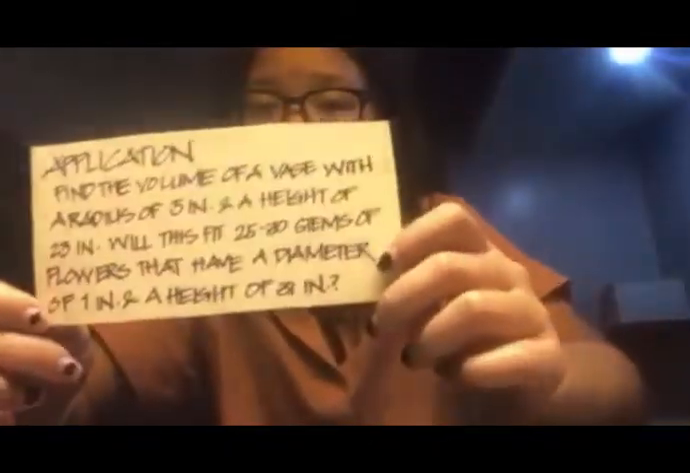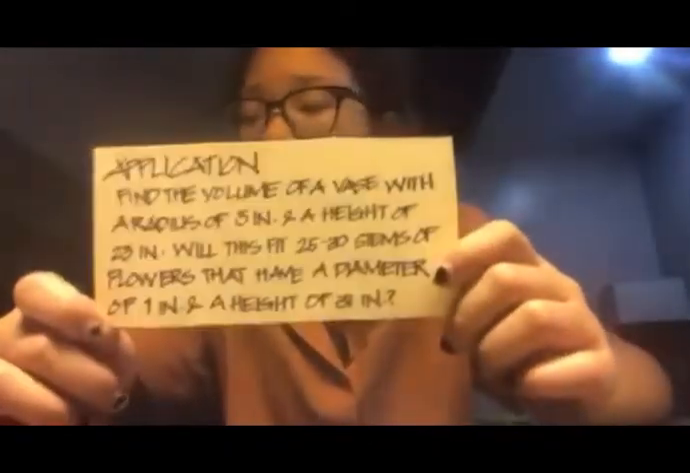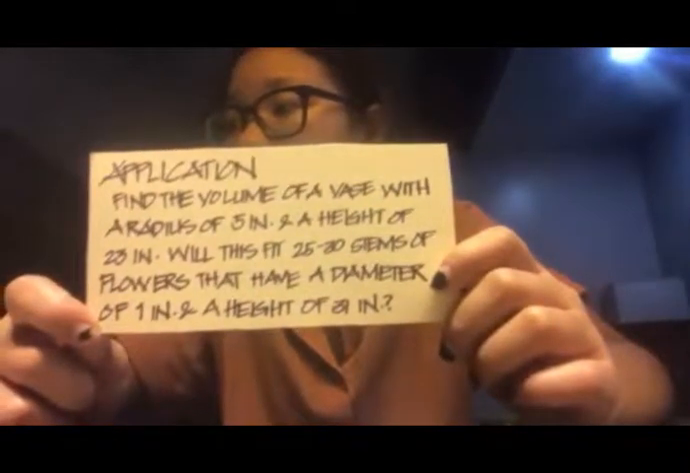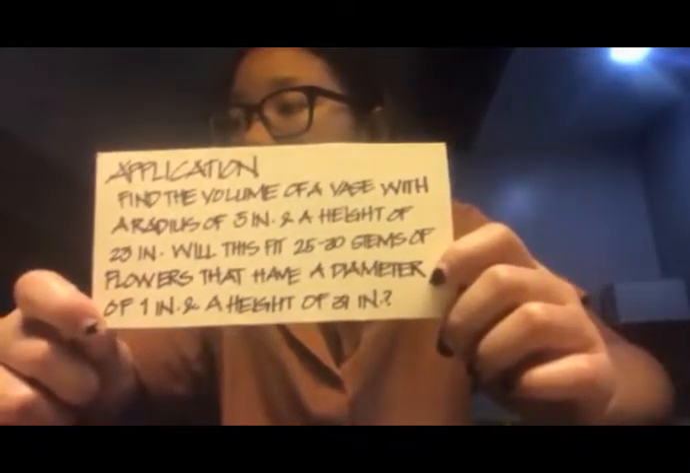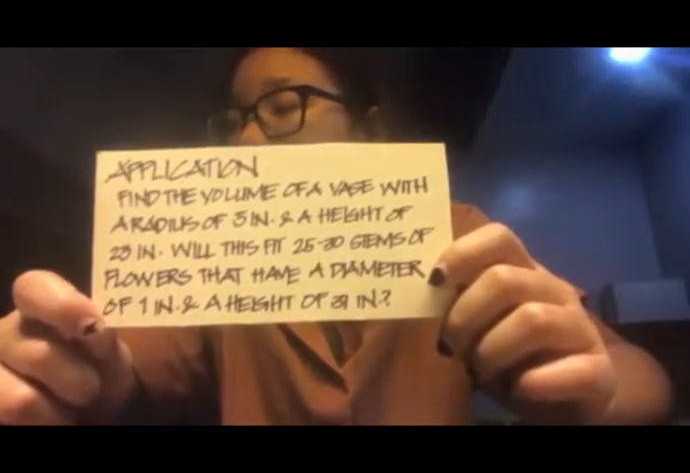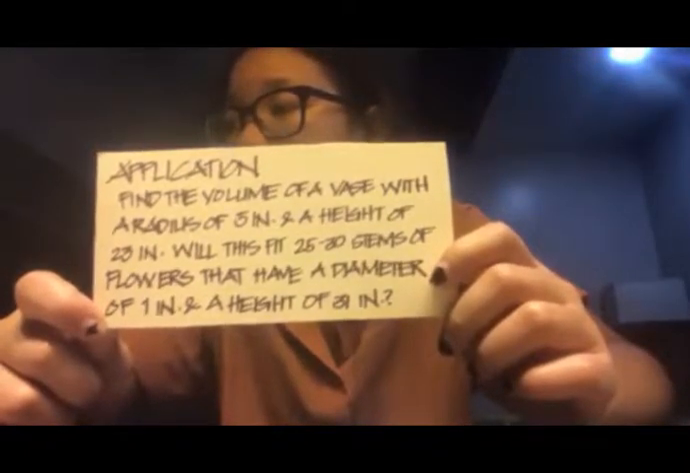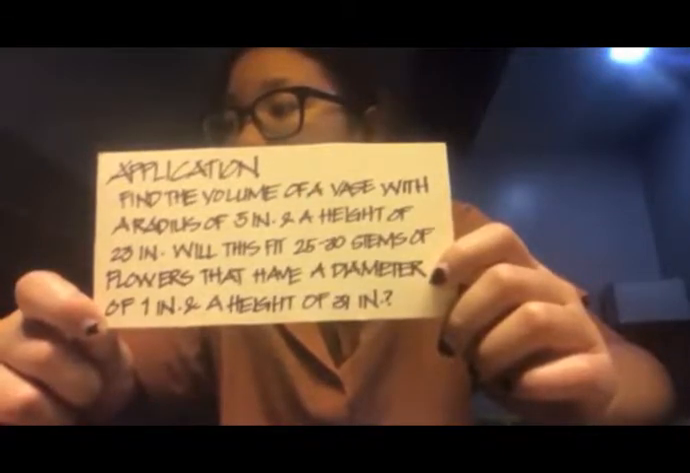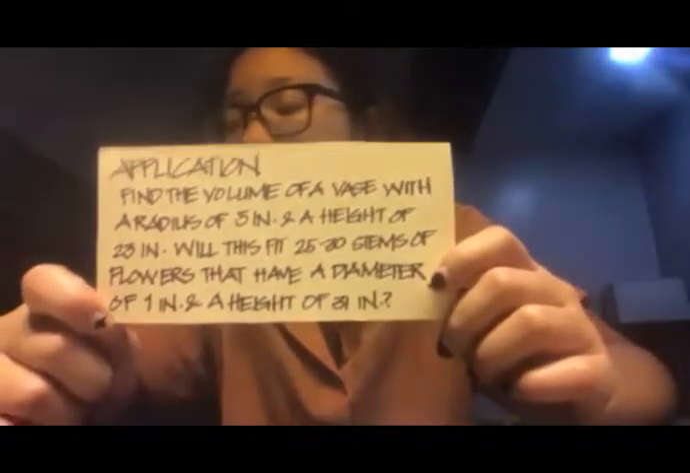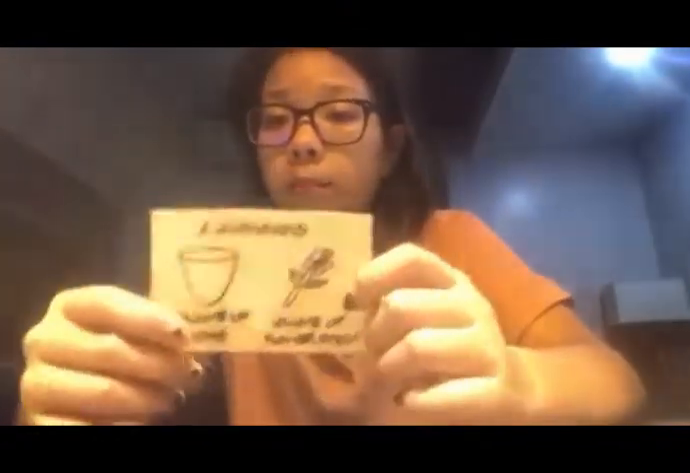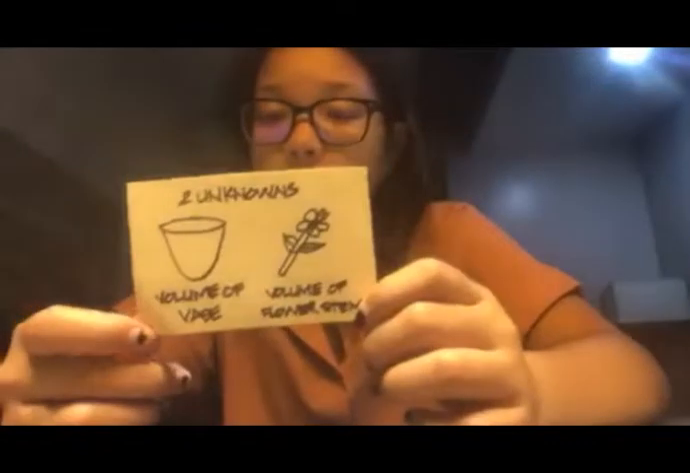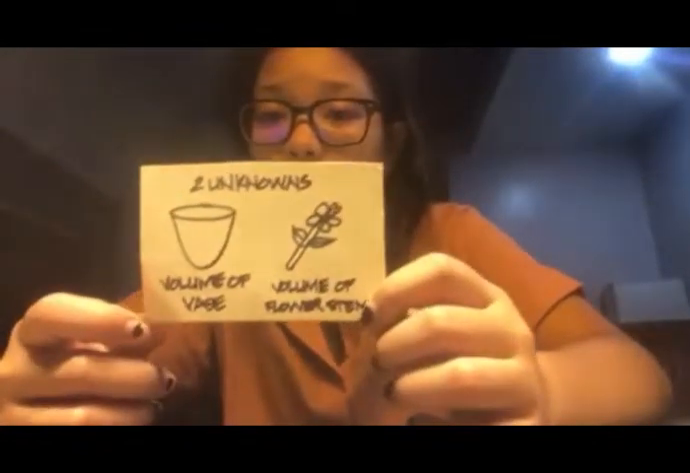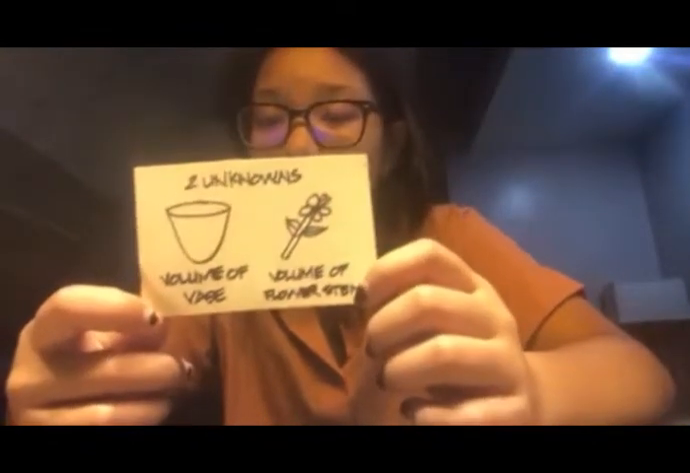For the application of the circular paraboloid, find the volume of a vase with a radius of 5 inches and a height of 23 inches. Will this fit 25 to 30 stems of flowers that have a diameter of 1 inch and a height of 31 inches? There are two unknowns for this problem. The first unknown is the volume of the vase, and the second is the volume of the flower stem.